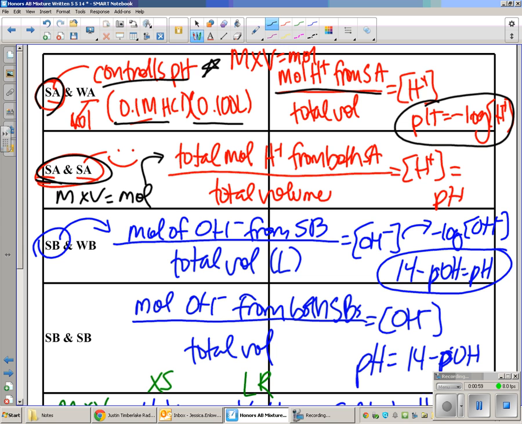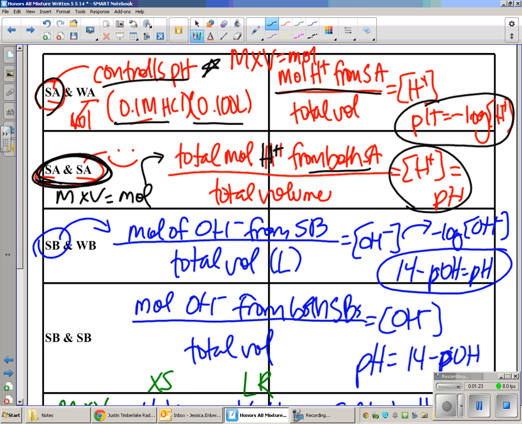If you have a strong acid and a strong acid, they both matter. So if they both matter, you have to take M times V of each strong acid and add them together. So it's total moles of H plus from both strong acids. You still have to divide by total volume because it's a diluted sample. It's a larger volume. Add up both your volumes for the total volume. Get pH the same way we just did.